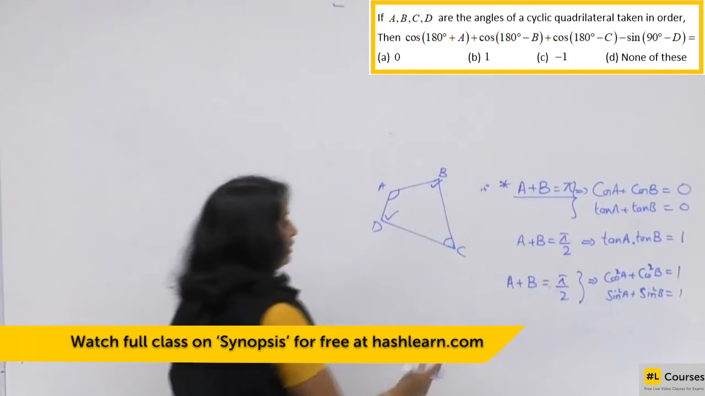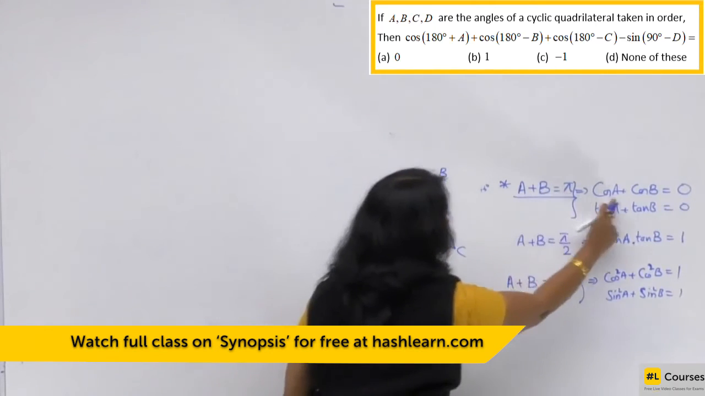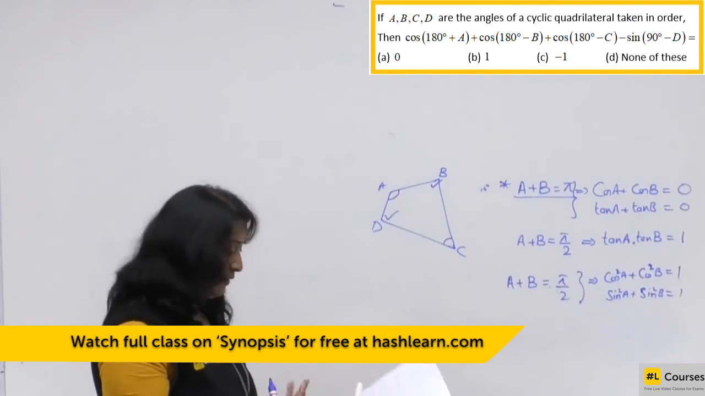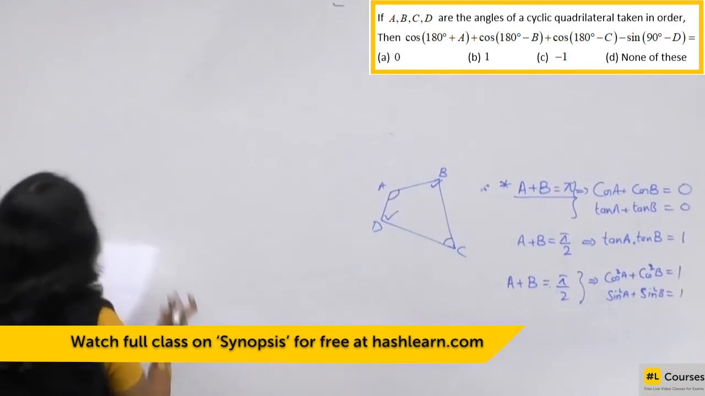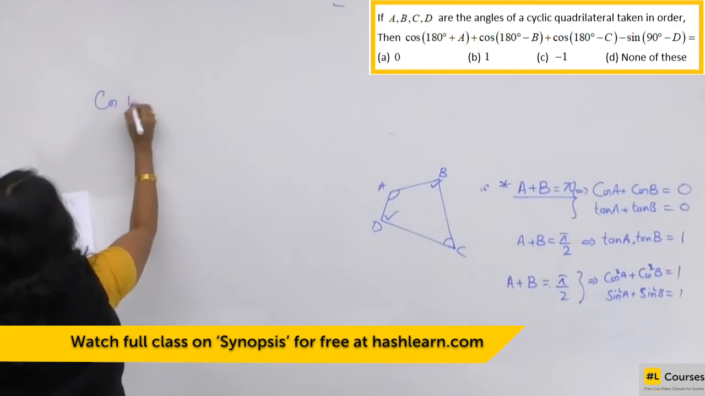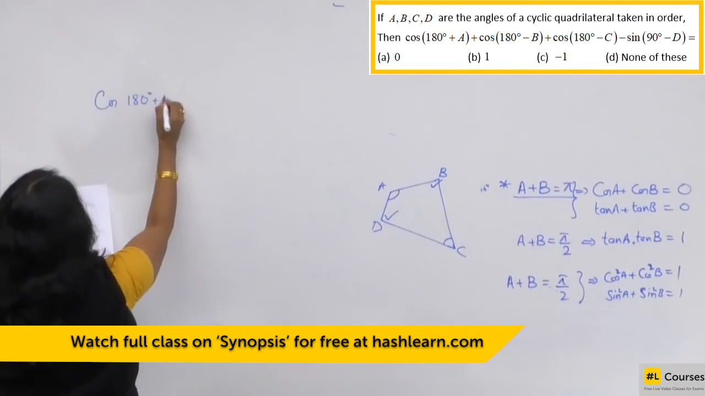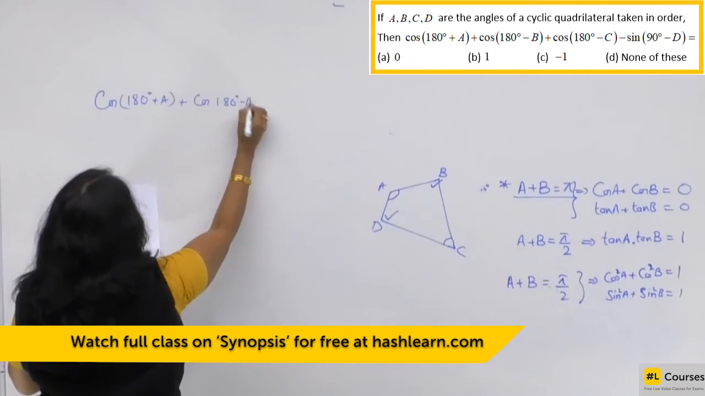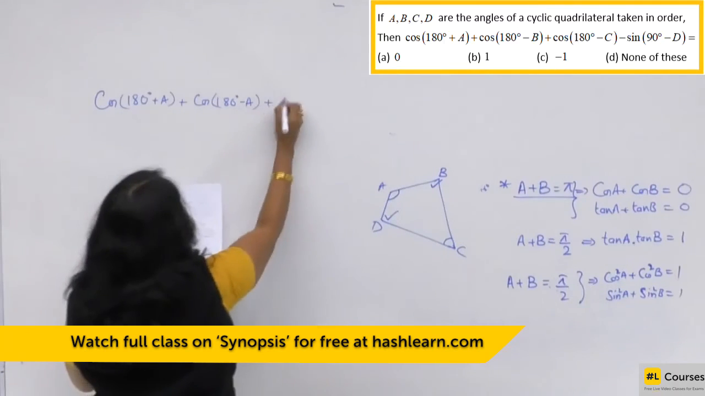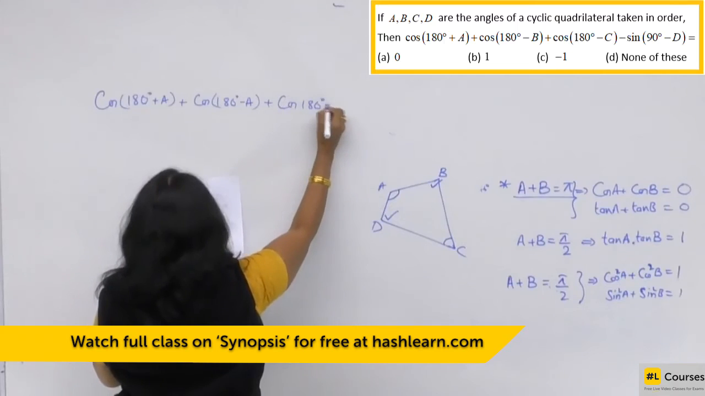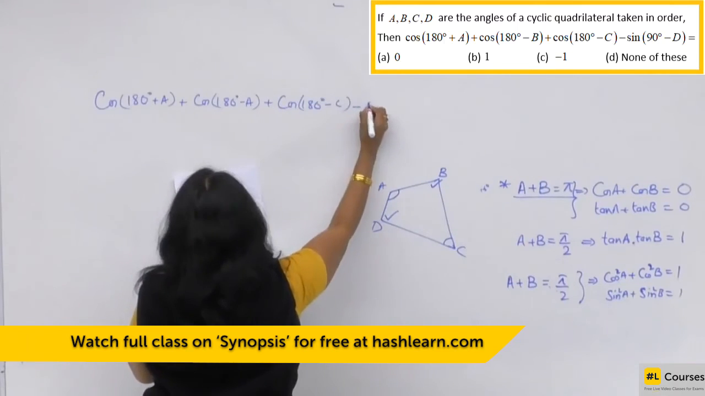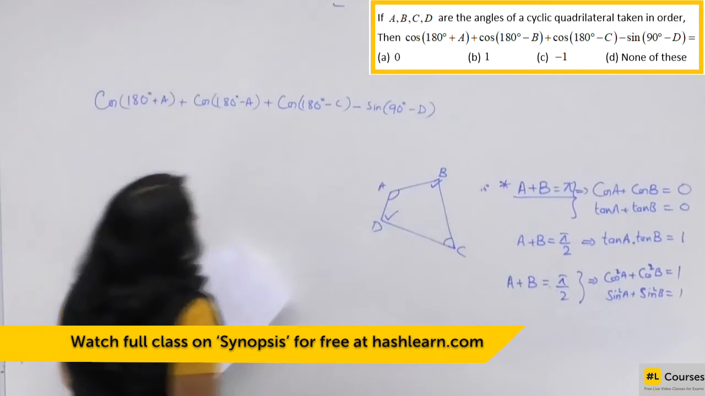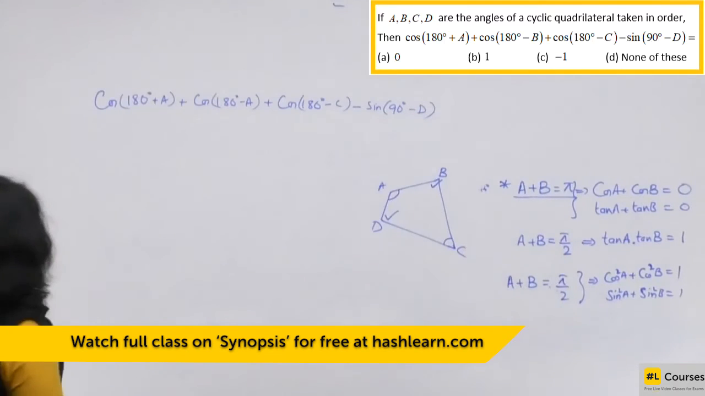So what have we seen? If A plus B is equal to 180 degrees, then cos A plus cos B is equal to 0. Once again, that's why I have taken a cos problem. So the problem goes like this. You have cos of 180 degree plus A, plus cos of 180 degree minus B, plus cos of 180 degree minus C, minus sin of 90 minus D. I hope many of you have done it by this time. I'll be very happy if you have.